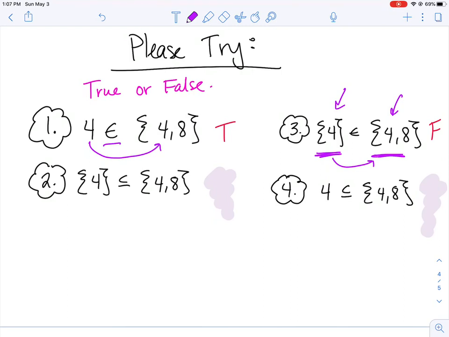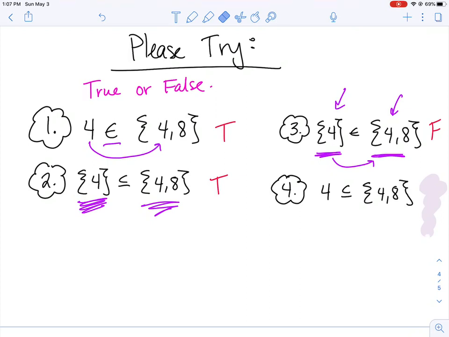This notation talks about subsets. Is set 4 a subset of the set 4 and 8? True, because every element in set 4, this first set, is an element in the second set. So that is a true statement. Those are subsets. Now look at the next one, the last problem.